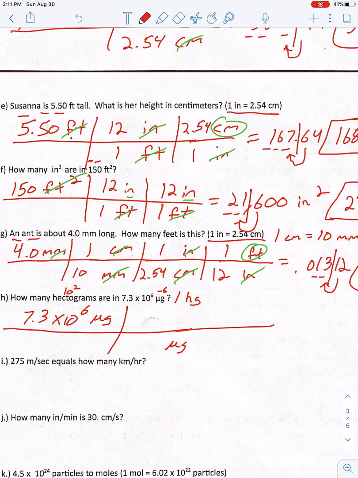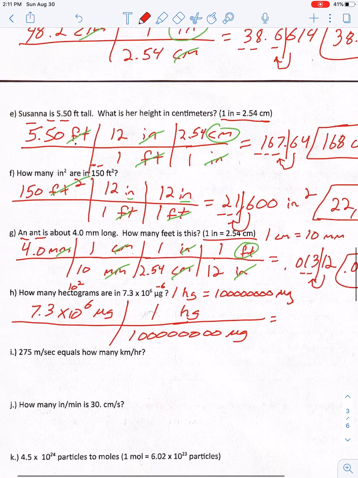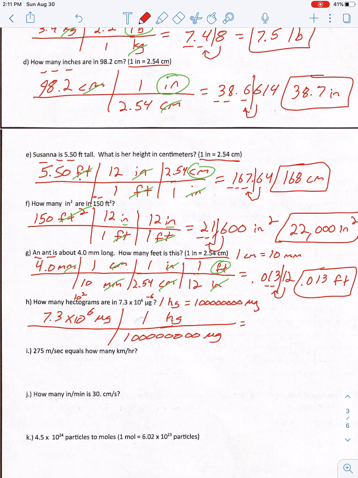So that means I had to go to the right by 8 to get to micro. So that's how many zeros I'm going to add. So 1, then 1, 2, 3, 4, 5, 6, 7, 8 micrograms. Okay, so let me actually make more room for myself here. So I know 1 and then 8 zeros micrograms equals 1 hectogram. Okay, so now all we have to do is do our math.